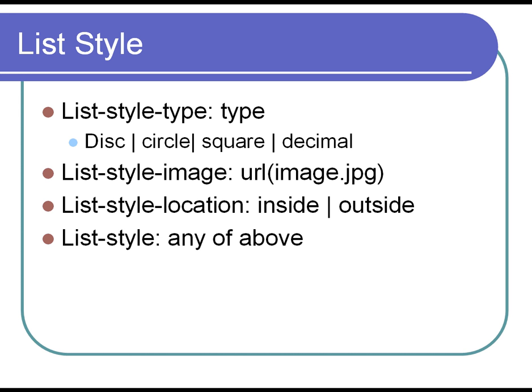Let's take a look at list styles a little closer. List styles, you have a type. You have disk, circle, square, decimal, all right, different types. So we could say list style image, URL, JPEG image. List style location is inside or outside, so we can place it inside or outside. And then any of the types above for a list style then.